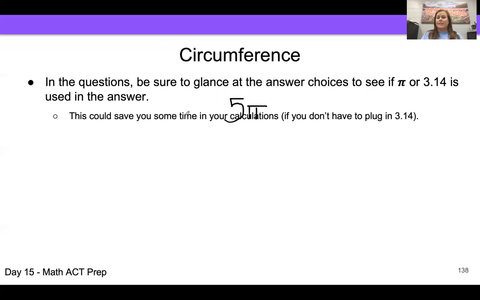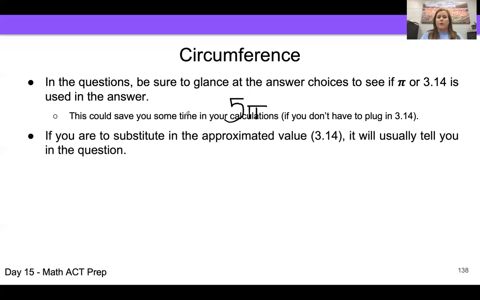And again, this can save you time on your calculations if you're not multiplying by 3.14. A lot of times they will tell you just to substitute 3.14. Again, I tend to just use the pi button on the calculator because it's going to be off a little bit, but it's close enough that I know which answer to circle.